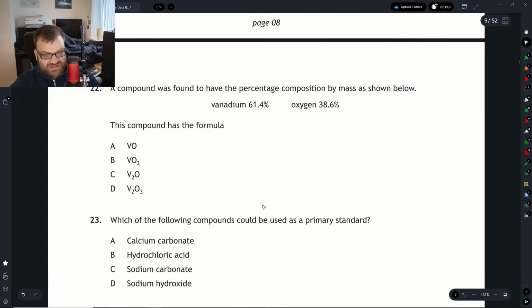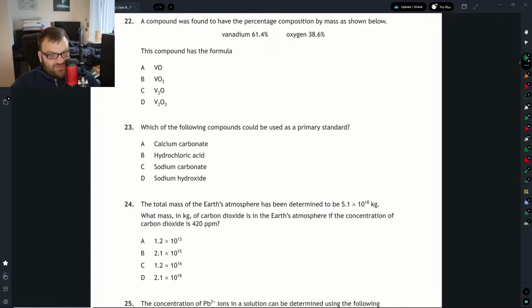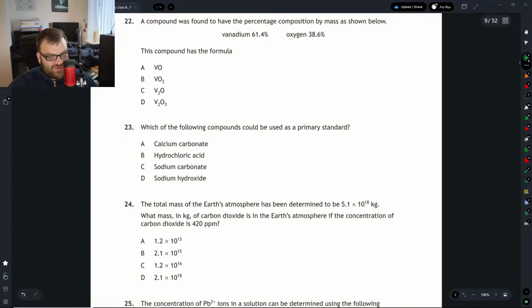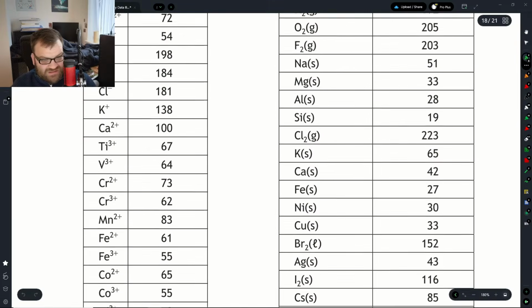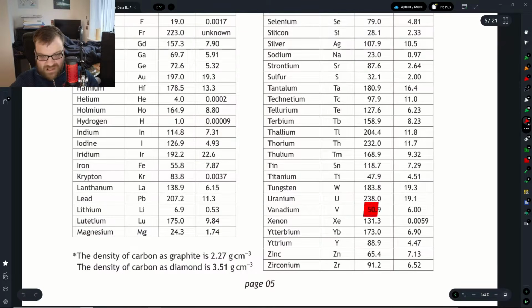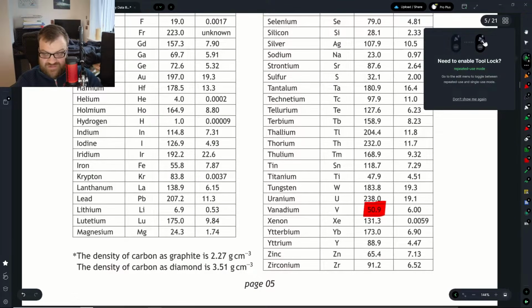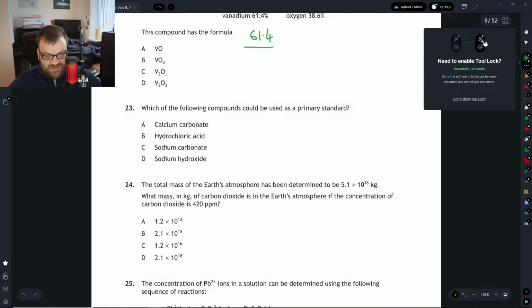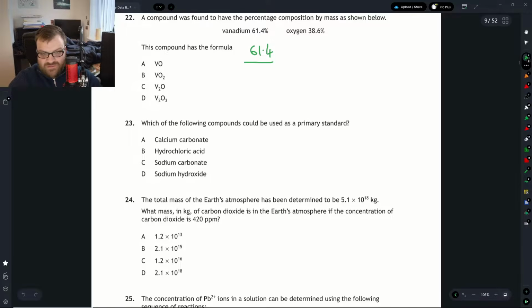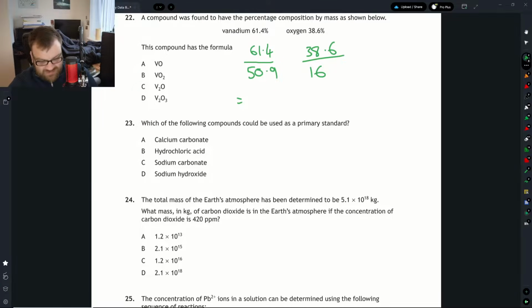On to number 22. In this one, we have got our percentages of the two chemicals. What we want to do is divide those numbers by the relative GFMs, and then look at the ratio between the two values that we get from that. Vanadium's GFM is 50.9. Put that in there. And then we want to use the oxygen one. We just want to use the single atom value, so just over 16. Pop those into your calculator.